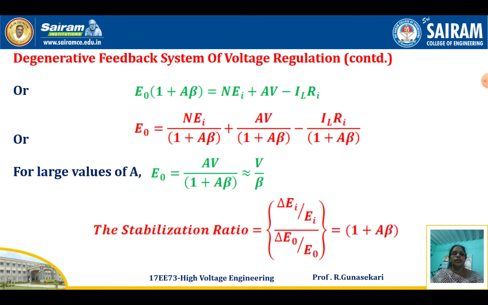For a large value of A, compared to the other two terms, E0 equals AV divided by 1 plus A beta, which is nearly equal to V by beta only. Therefore the stabilization ratio S equals the numerator del EI divided by EI, over the denominator del E0 divided by E0, which is 1 plus A beta only. This is the stabilization ratio.